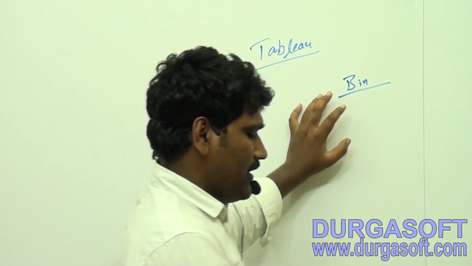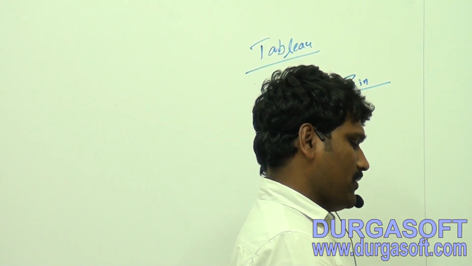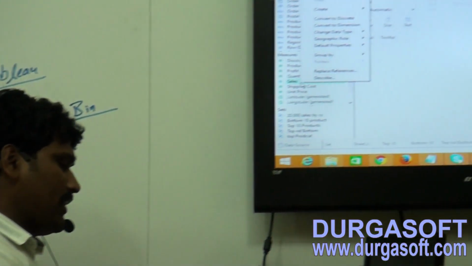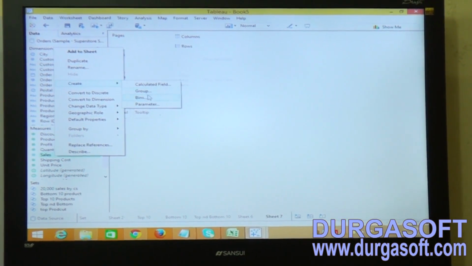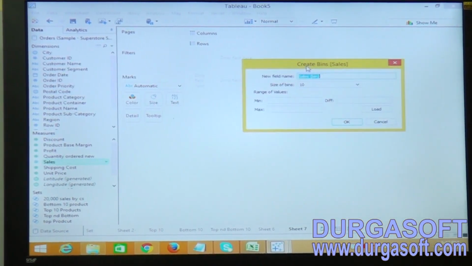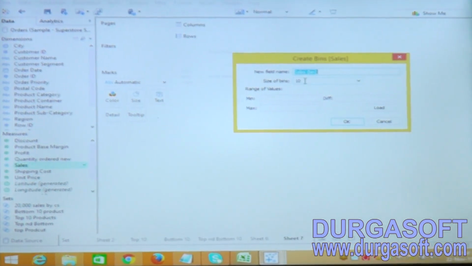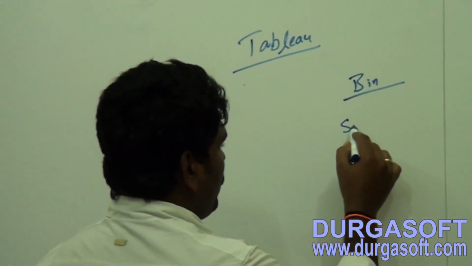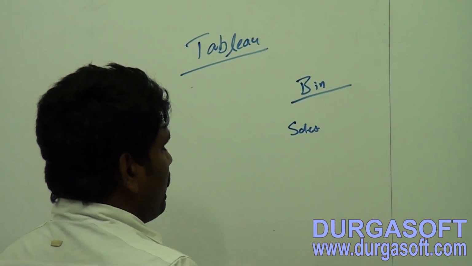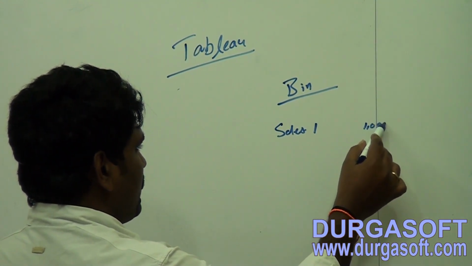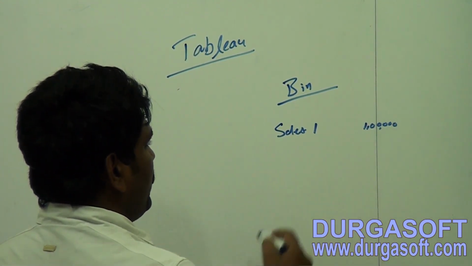Now let's create a bin on the measures. Once you see this measures, you just right click on the sales, go to create, and you can create the bin. So create a bin now. See this, we have to give the size of the bin. That means you have a sales that started with 1 rupee to almost 1 lakh rupees. Let's check that we have a 1 lakh rupee sales.